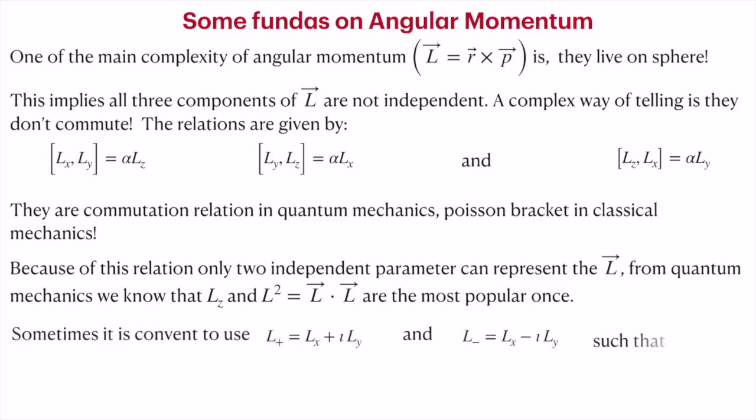In a similar spirit, in quantum mechanics, L plus and L minus are often defined in the following manner. They are related to L square, so that they could also be chosen as independent or good quantum numbers. One of them, you can see, the other is a complex conjugate of it. So that is the basic idea we have about the commutation relation and independent components of angular momentum.